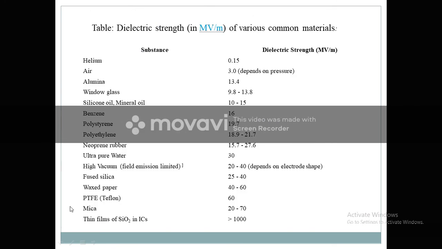now materials against the dielectric strength in megavolt per meter. Helium has a dielectric strength of 0.15 megavolt per meter. Okay, air we can mostly represent in per centimeter, but in this table the values are given in per meter. It's okay. Fused silica, waxed paper, neoprene, rubber, these are all insulating materials, and mostly made of solid materials. Okay, because solids have a dielectric strength greater than liquids, and liquids have a dielectric strength greater than gases.